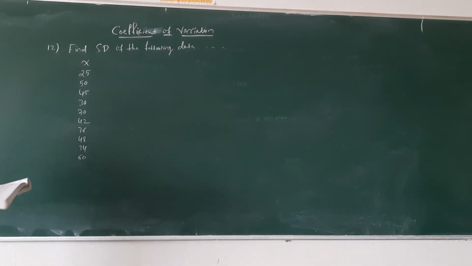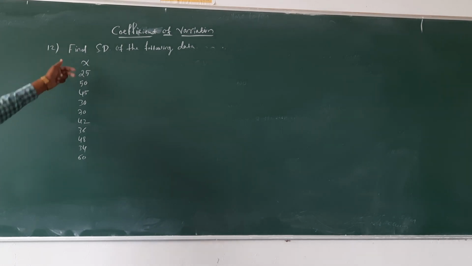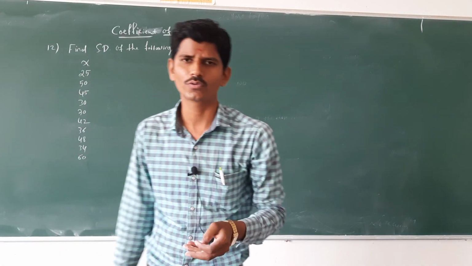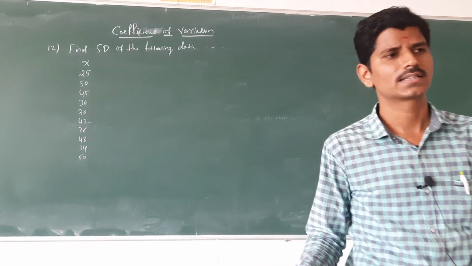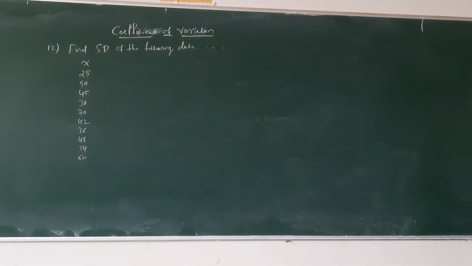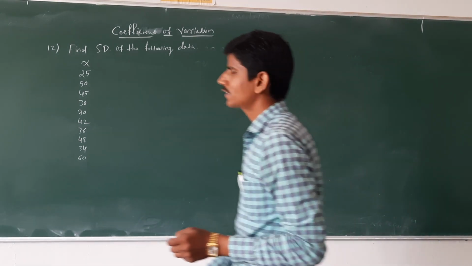Find the standard deviation of the following data. Here only x values are given, which means the data are of the ungrouped type, because the class intervals are not given.